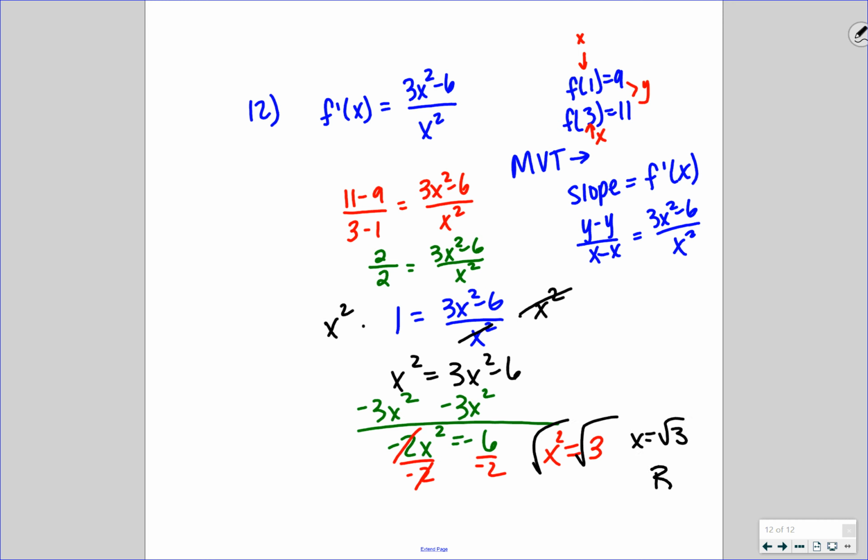This is option B. So you have to know the mean value theorem. This should be a pretty basic problem. Yes, it takes a second to do, but you just plug and chug. It's going to happen. You just have to figure out where. Mean value theorem will always hold true for any continuous differentiable function.